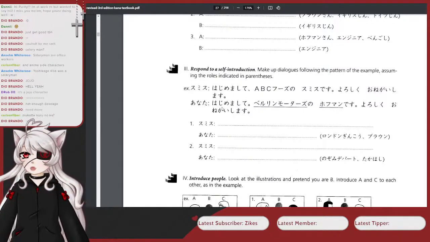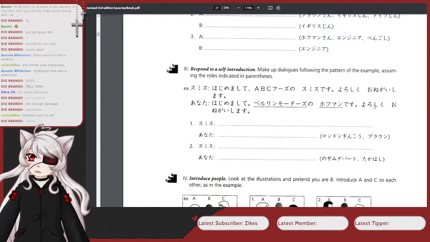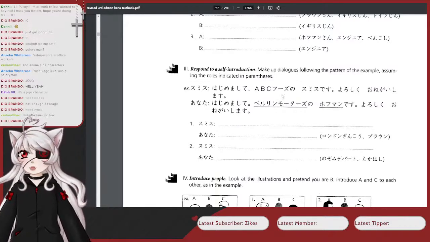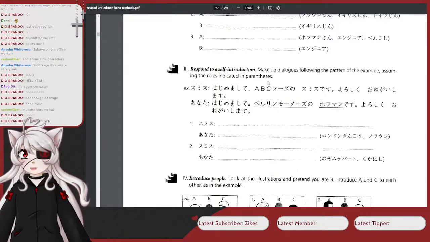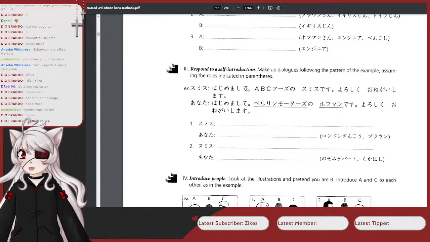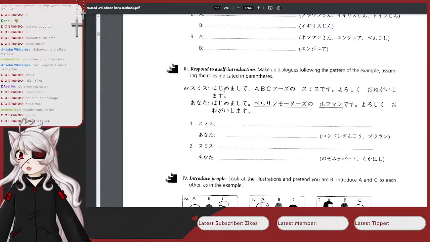So, hajimemashite. In my case, I would say, Sieshalen no purity desu. Yoroshiku onegai shimasu. Because I am purity of Sieshalen. I have no idea how you would begin to write Siesha in katakana. I don't even want to think about it. I barely know how to say it in English.